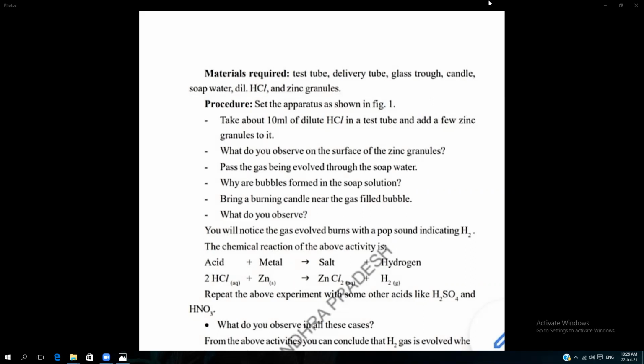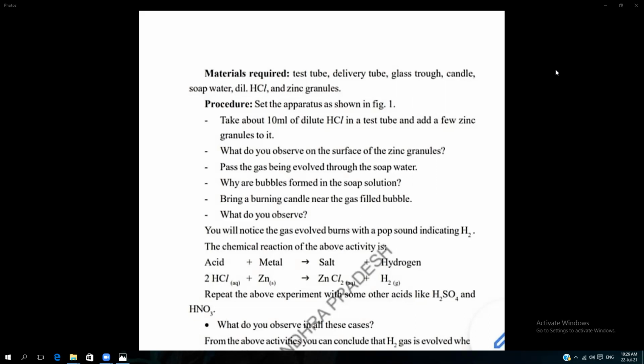Here is the chemical reaction of the above activity. See the chemical reaction here. What we discussed here is acid and metal. Already I told you the topic: reaction of acids and bases with metals. Here, what is the metal? Zinc is the metal. And what is the acid here? Hydrogen chloride is the acid and zinc is the metal.